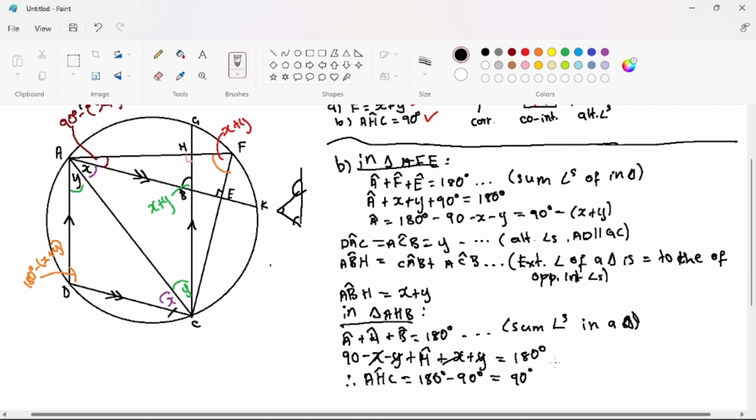So this is how you go about any question in Euclidean geometry, guys, and that's how you are going to use the fifth theorem.